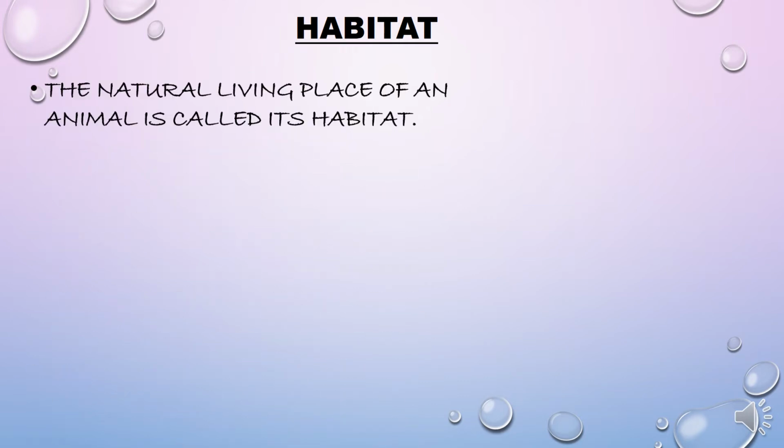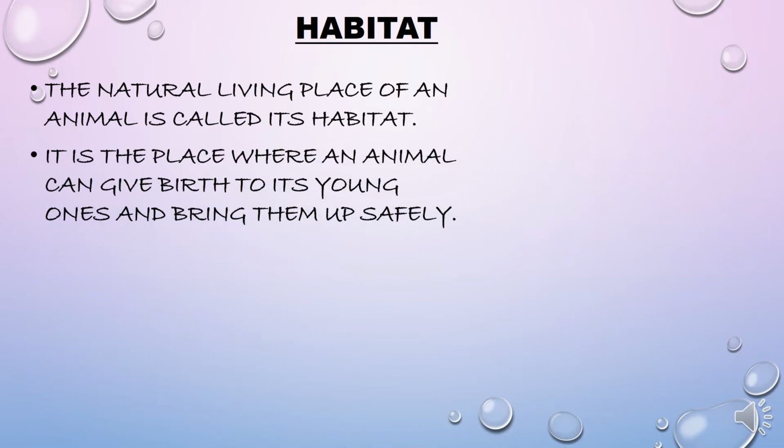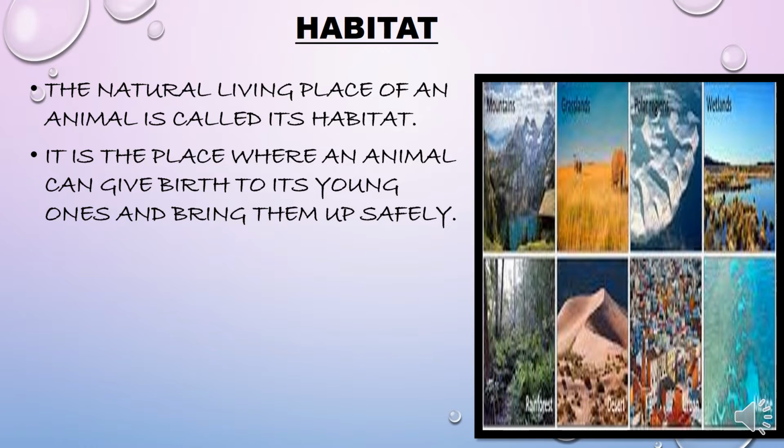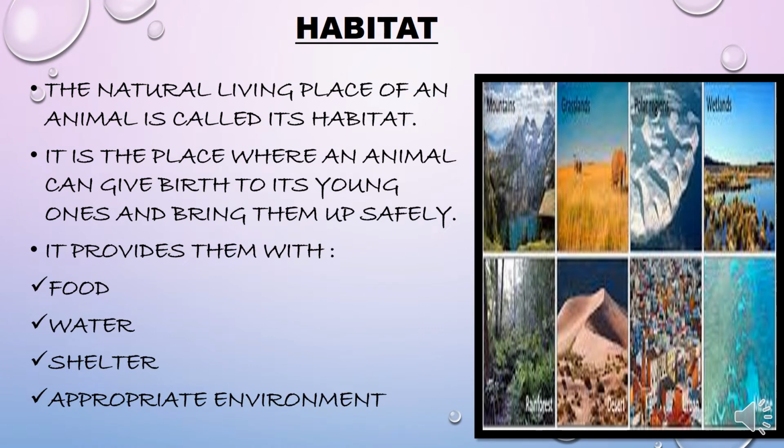Habitat. The natural living place of an animal is called its habitat. The habitat provides the animal with food, water, shelter and the appropriate environment. It is the place where an animal gives birth to its young ones and brings them up safely. You can see in the slide that there are different types of habitat where different categories of animals survive, which provide them food, water, shelter and the appropriate environment.